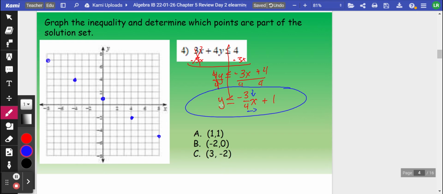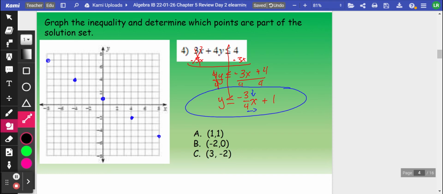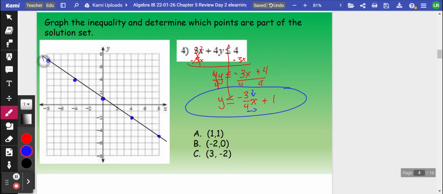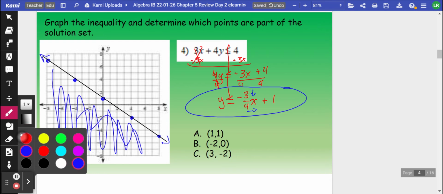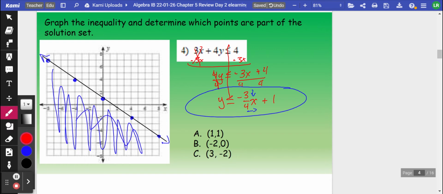Now, this does have the or equal to line. Okay, so this is a solid line that we make. And this is less than, y is less than, so we shade down, which is over here. Now, which ones are solutions? -2, 0 is a solution, and 3, -2 is a solution. 1, 1 is not. It is just off. Okay? So that would be B and C.